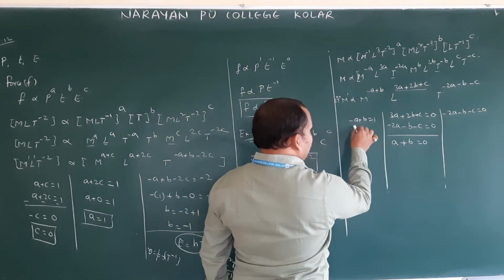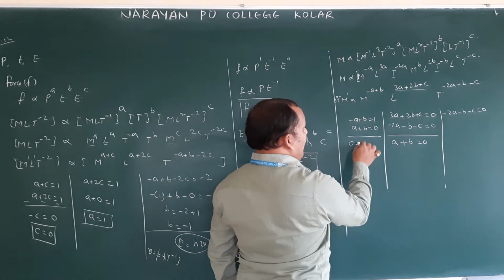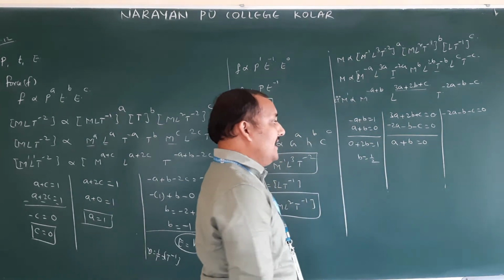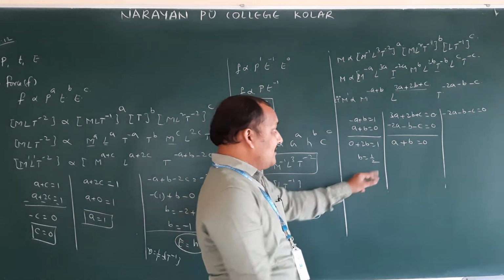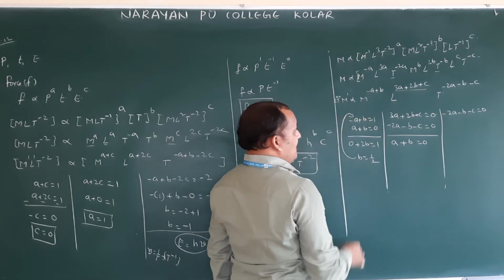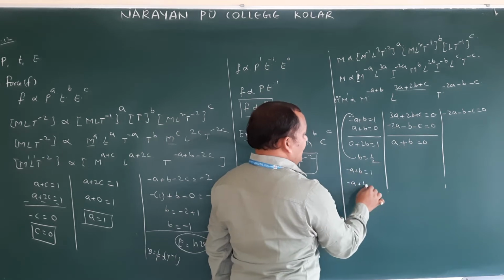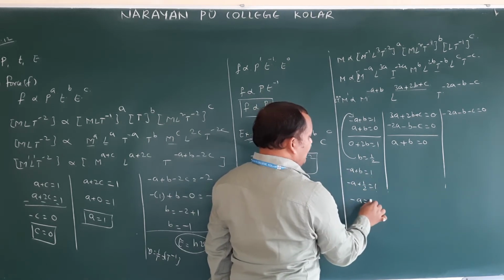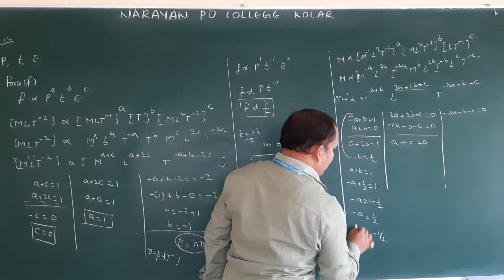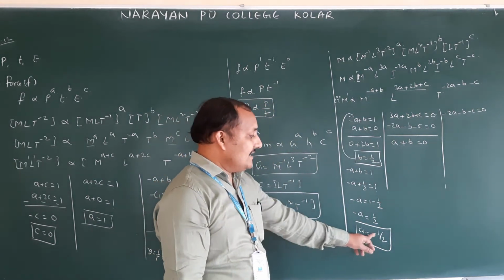Then substitute this one here. A plus B equal to 0, so minus A plus A is 0, plus 2B equal to 1. Then B is equal to 1 by 2. So B value is 1 by 2. Substitute this B value in this equation. Then what you will get? Minus A plus B equal to 1. Minus A plus 1 by 2 equal to 1. Minus A equal to 1 minus 1 by 2. Minus A equal to 1 by 2. A equal to minus 1 by 2. B is equal to plus 1 by 2, A is equal to minus 1 by 2.